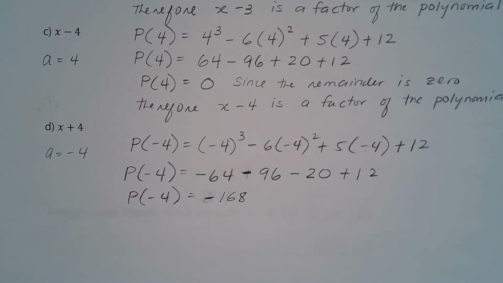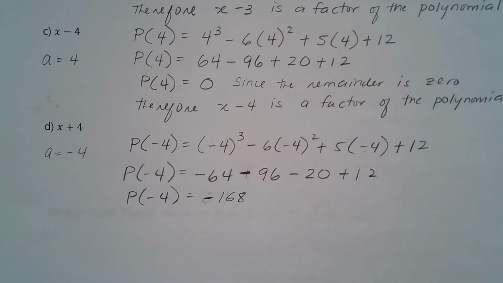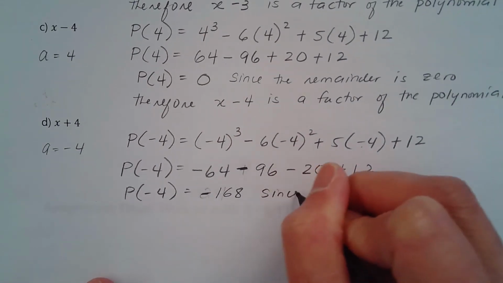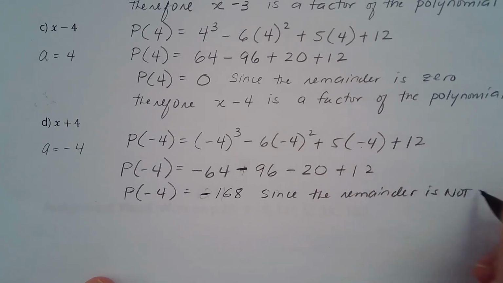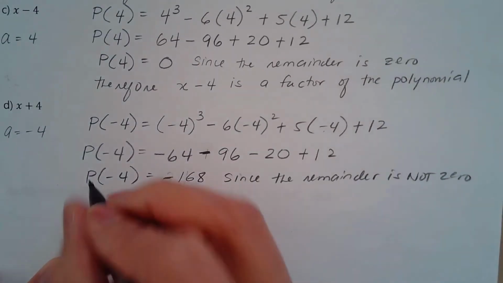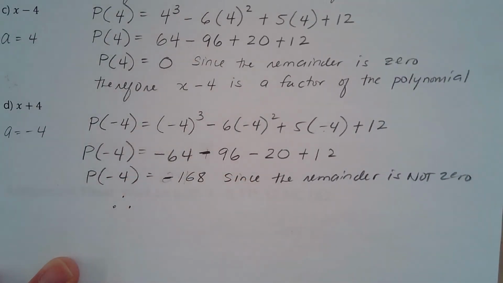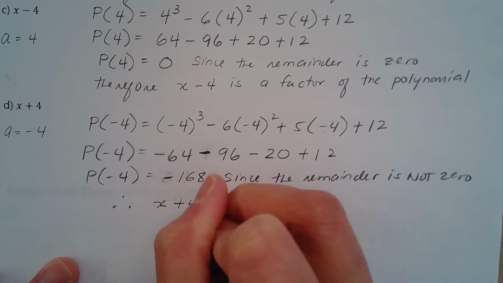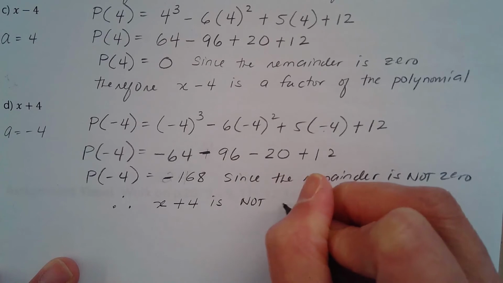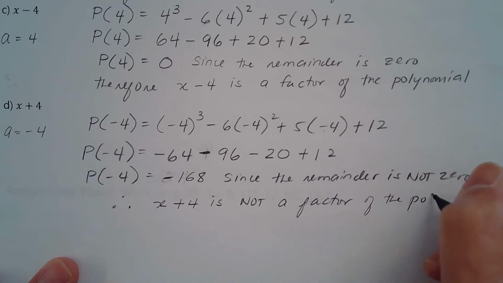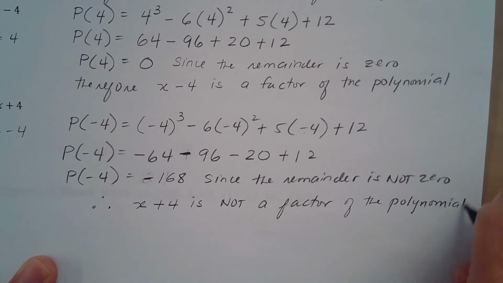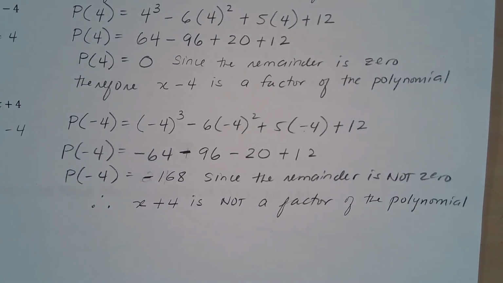Okay. Since the remainder is not 0, therefore, x plus 4 is not a factor of the polynomial. Okay, polynomial p of x.